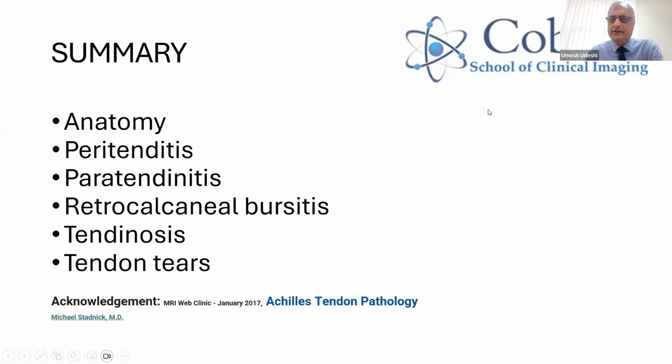So moving on. This talk on the Achilles tendon, I'm going to try and cover the anatomy and then the conditions of peritendinitis and paratendinitis with some examples and explain the differences. Touch on retrocalcaneal bursitis, touch on tendinosis of the tendon and tendon tears.